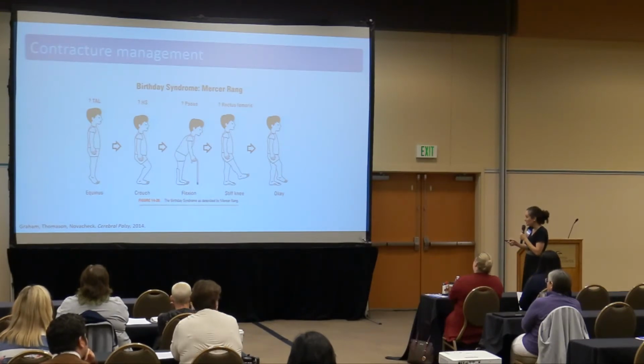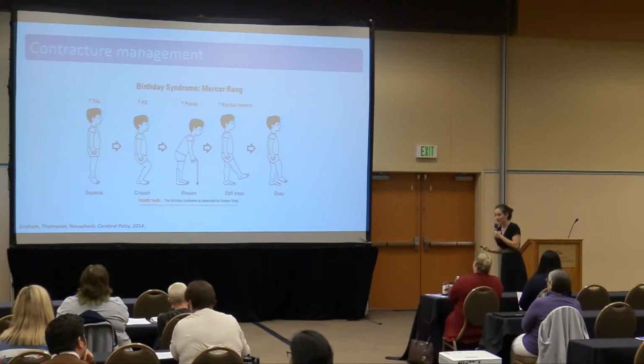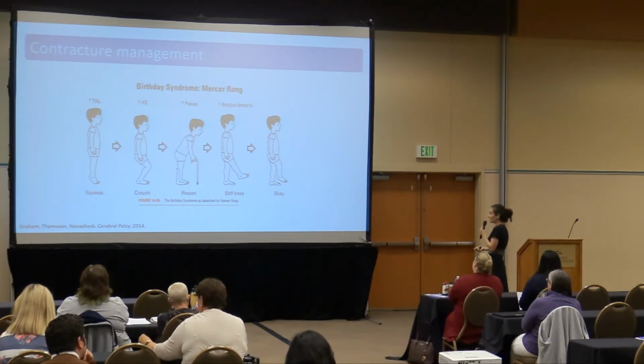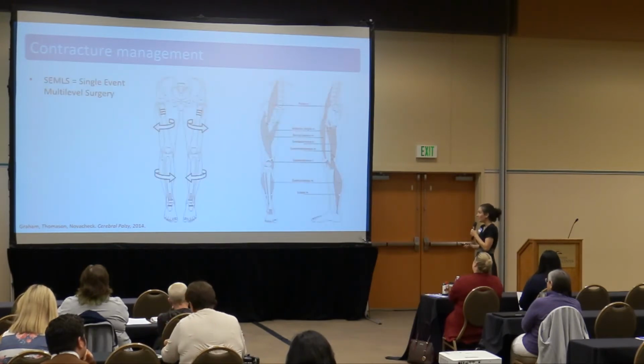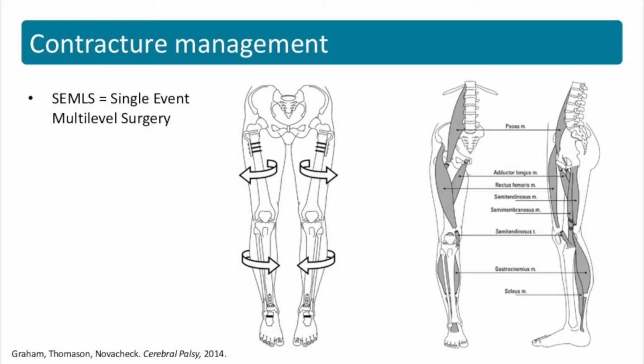And so this means 4 surgeries, 5 surgeries, sometimes more depending on the severity of the child, and 4 or 5 recoveries, 4 or 5 rehabs. And that's a lot. That's a lot for a family. It's a lot for a child. And so what they eventually developed was something called the single event multi-level surgery, or SEMLS. What the SEMLS is basically, they do everything at once, right?